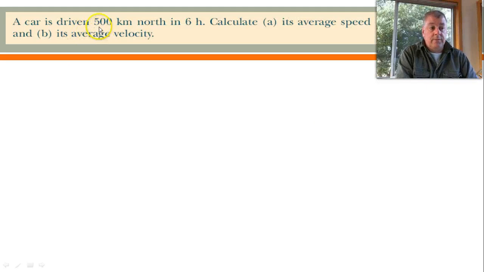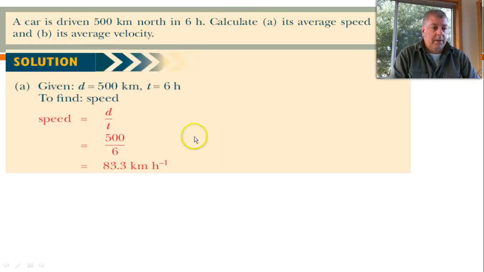Now, a car is driven 500 kilometers north in 6 hours. Calculate its average speed and its average velocity. Now, to calculate its speed, we first of all identify what we're given. So we're given a distance and a time, and in this case they're using speed equals distance over time. 500 kilometers divided by 6 hours gives us our units, kilometers per hour, and 83.3.